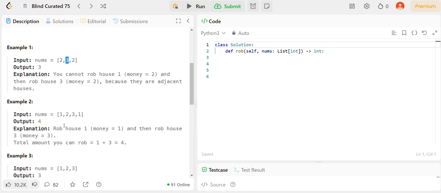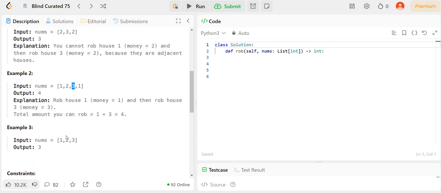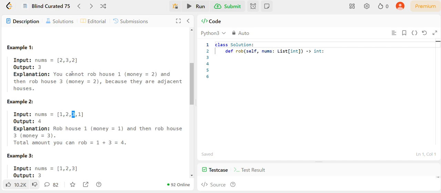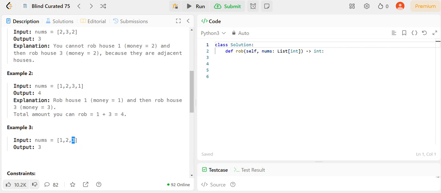Then in this case, we got 1, 2, 3, 1. So we have to decide whether to rob 1 with 3, or 2 with 1. Obviously we have to rob the 1 with 3, right? And 1, 2, 3 is the same as the first example. We can only rob one house.